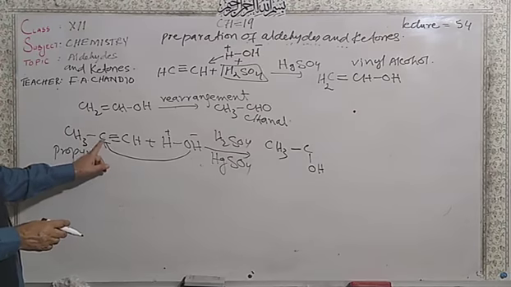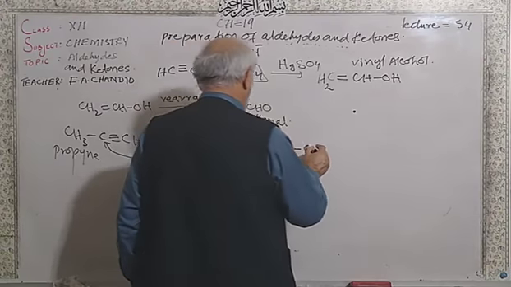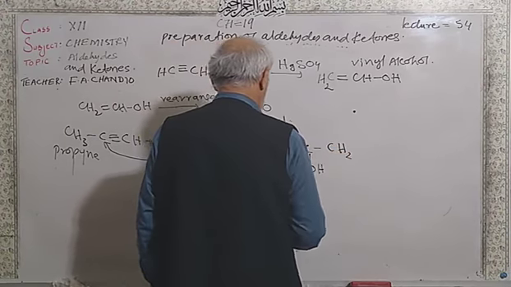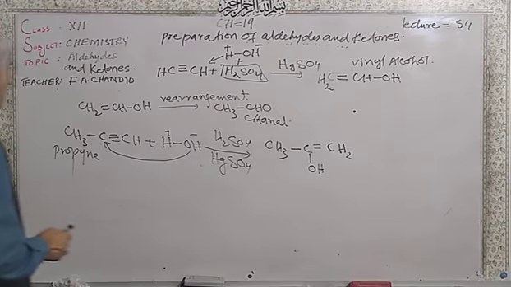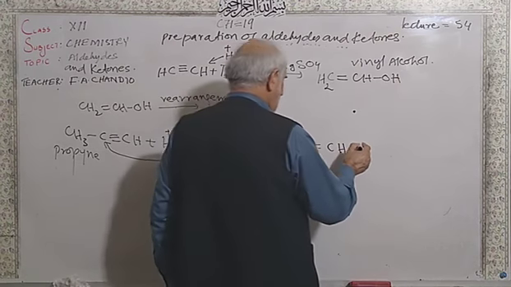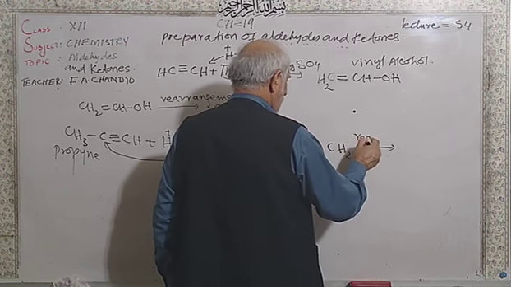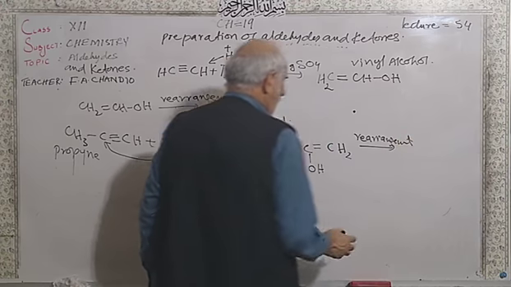So OH will be attached here and CH2. So put a double bond here. The triple bond changes into a double bond, giving 2-hydroxypropene, and there is a rearrangement. Rearrangement takes place.